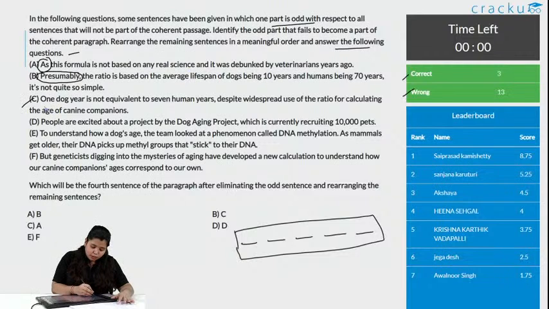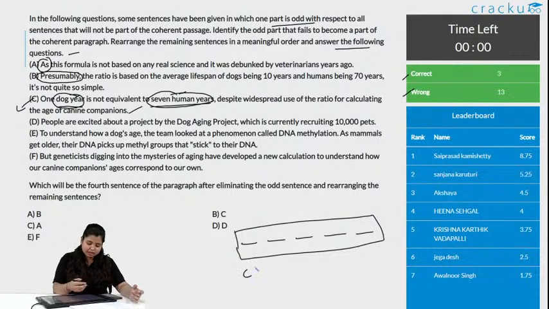C says, "1 dog year is not equivalent to 7 human years despite widespread use of the ratio for calculating the age of canine companions." Okay, can we say 1 dog year is not equivalent to 7 human years? That means we are talking about two things, 1 dog year and 7 human years. At least we know this from this sentence. See, we have found a subject, that is dog years and human years. Can we say this is C? I am not yet writing it to be C, as we do not know what the other sentences are saying.